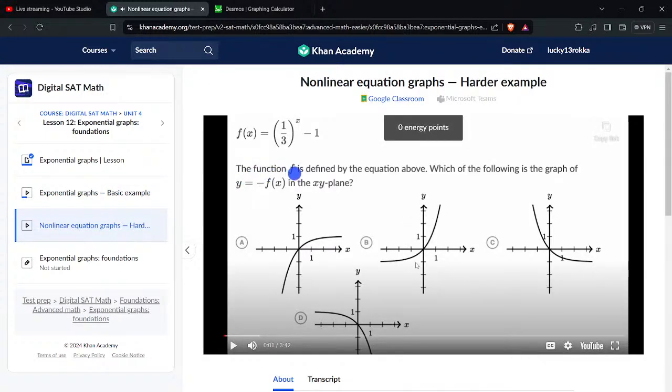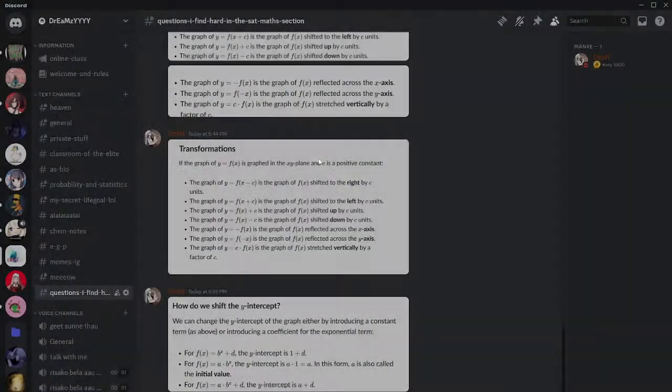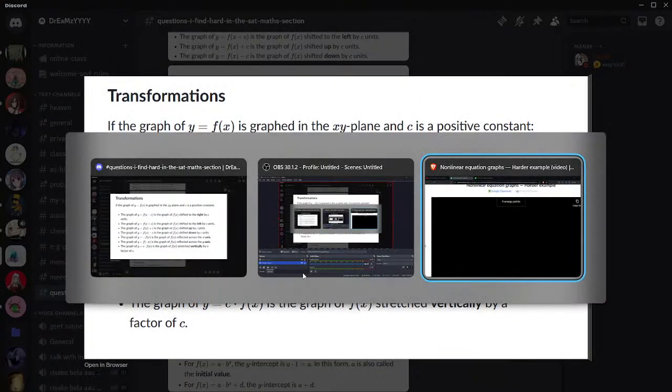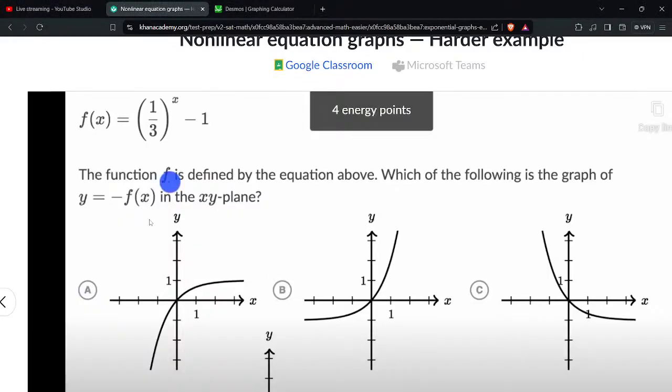We're told the function f is defined by the equation, over which the whole is the graph of y is equal to... What happens when we... I forgot. It's reflection to the y-axis, yes. No, it's reflection to the x-axis, right? It's definitely reflection to the x-axis. Yes, it's reflection to the x-axis, right? So that's right.